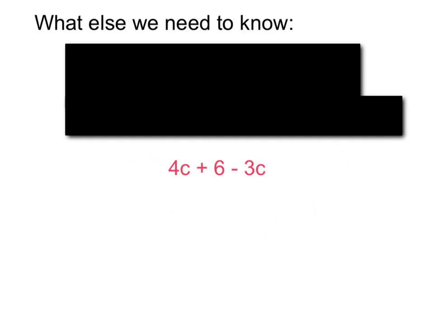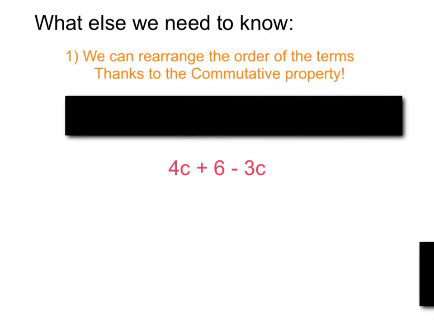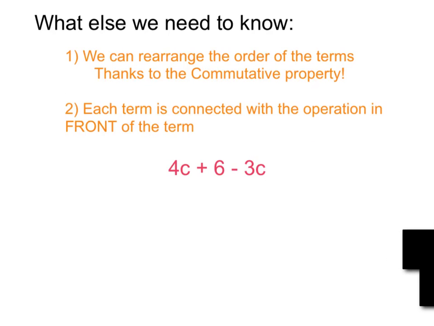Some other information that we need to know is that we can rearrange all the terms in our example. So we have 4c plus 6 minus 3c. And we can do that because of the commutative property. If you forget what the commutative property is, you need to look it up. But it's the idea that we can rearrange our order of addition. So it could either be 1 plus 2 is equal to 3, which is the same as saying that 2 plus 1 is equal to 3. Last, we also need to know that each term is connected with the operation in front of the term. So that's a lot of words, so instead of just stopping there, I want to give you the example.